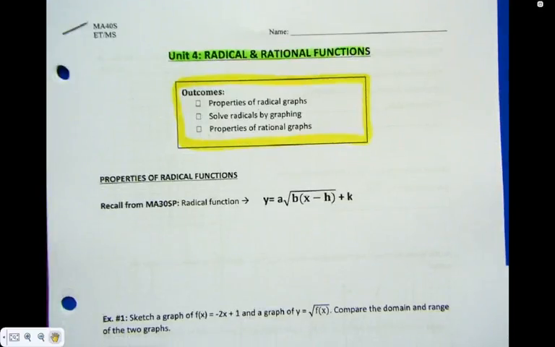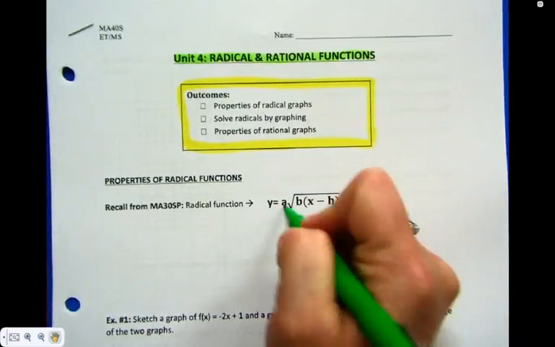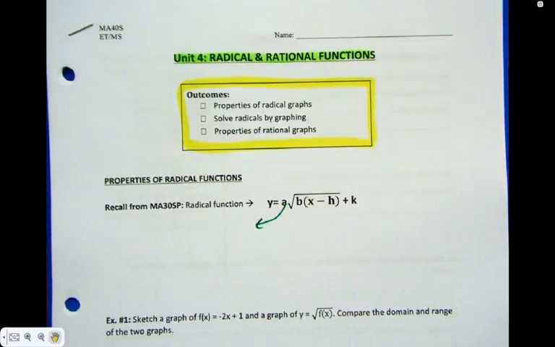And just a little review of what you actually talked about last year, but we talked about this unit as well. Let's just talk about all these transformations and what they mean. Good time to review. What's this? A, outside, in front.